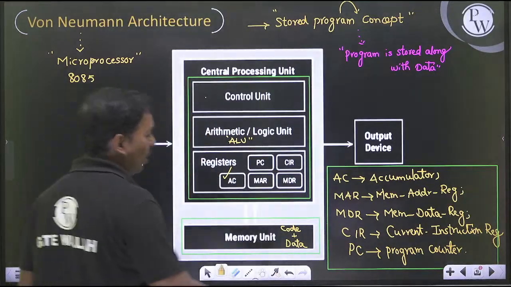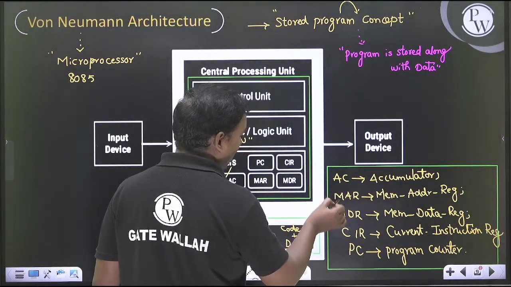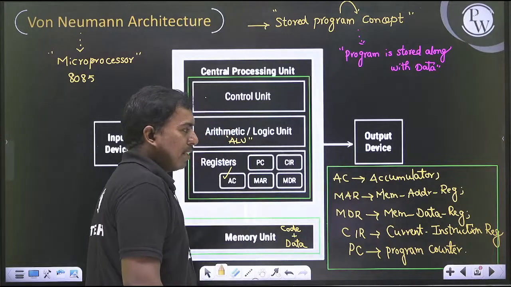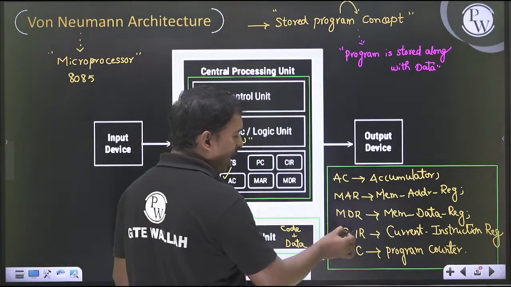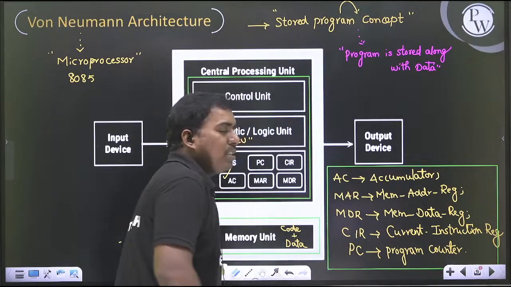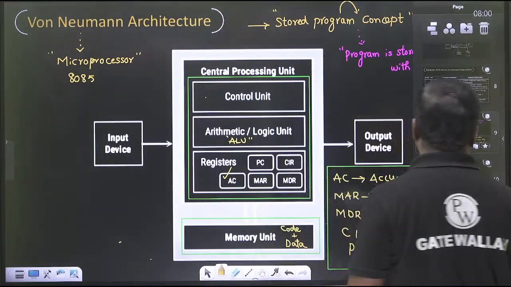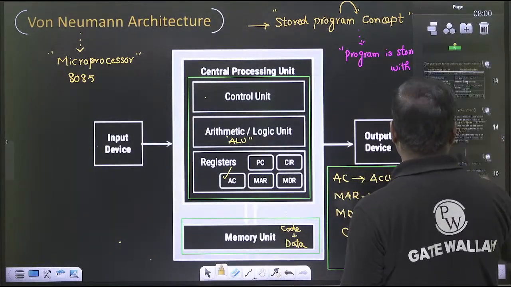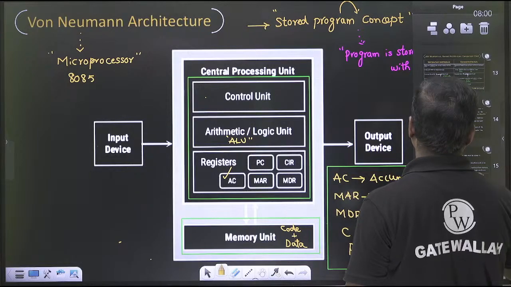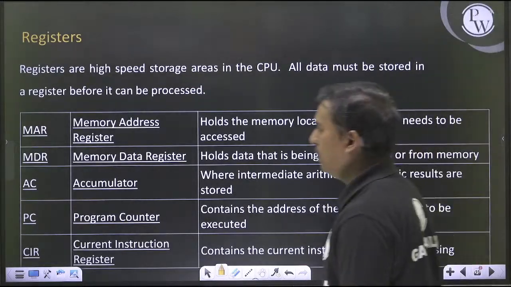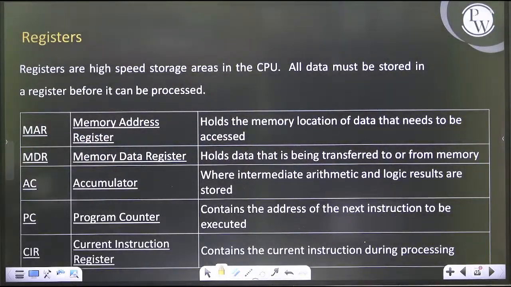सो दिस इज अक्यूमुलेटर एंड दिस इज another register, MAR, MDR, memory address register, memory data register, CIR, current instruction register, PC stands for program counter. एक बार उसके बारे में डिटेल में देखेंगे, उसकी रेस्पॉन्सिबिलिटी क्या होती है, क्या क्या बनता है. देखो बेटा, सो दिस अ कंप्लीट इंफॉर्मेशन एक बार नोट कर दो.